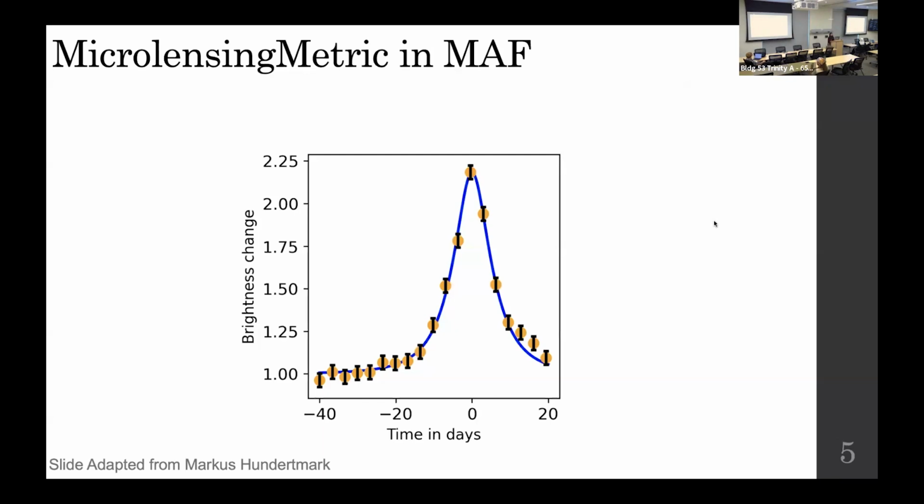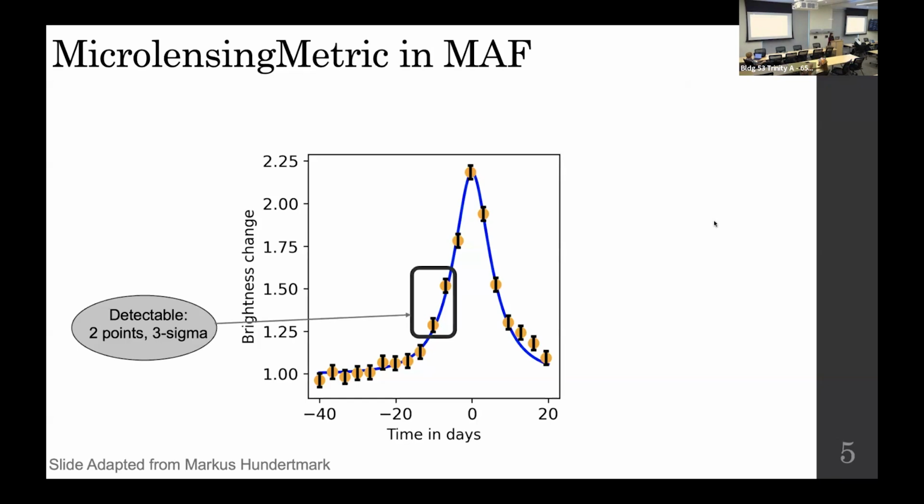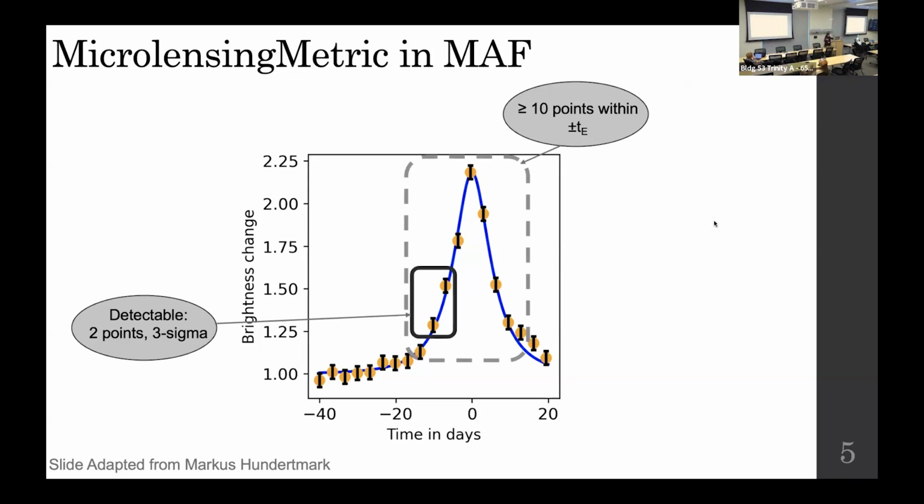quantities. So in Rubin, we use a few different metrics inside the metric analysis framework in order to probe how well Rubin is going to do with microlensing and evaluate the survey strategies. We have a few different metrics. So one is a detectability metric. Do we even start to detect the microlensing event? That's just 2 points above 3 sigma above the baseline, and some characterization metrics. So one is, do we have at least 10 points within plus or minus 1 Einstein crossing time?